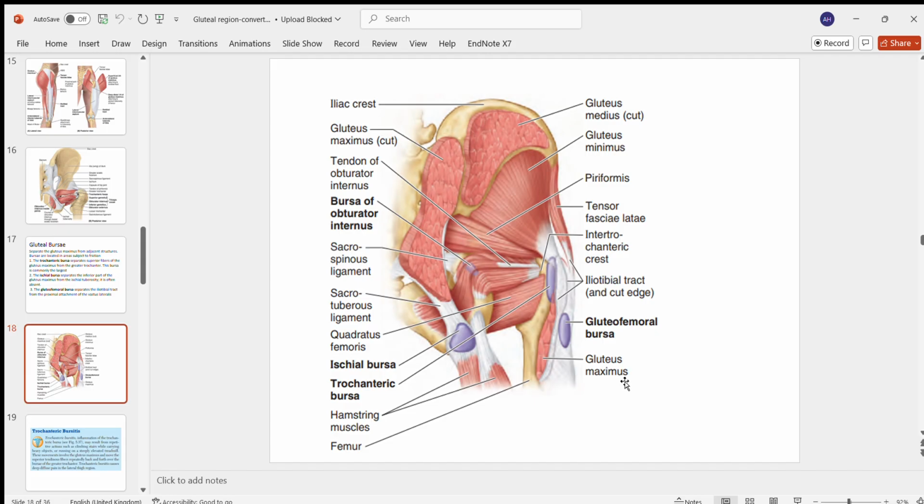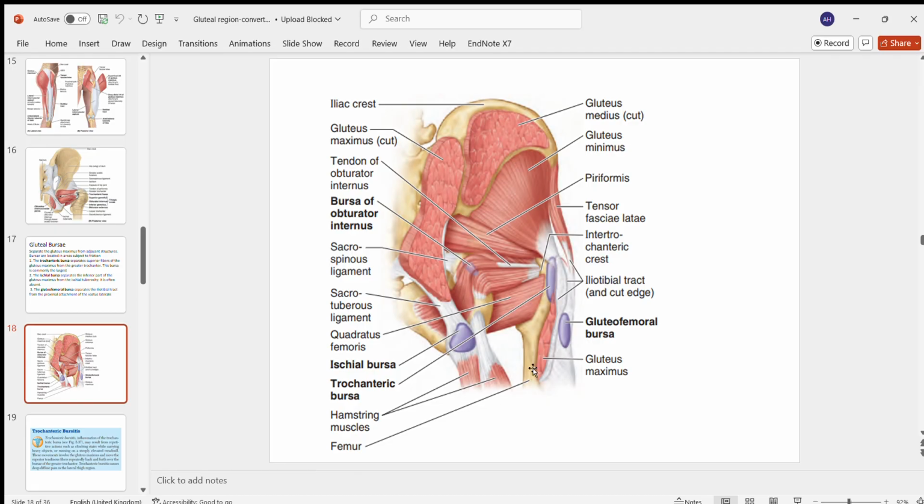In this picture again, we can see the three bursa, the ischial bursa, the trochanteric bursa, and the gluteofemoral bursa, and the various muscles of the gluteal region again, the gluteus maximus, medius, minimus, tensor fasciae latae, piriformis, superior gemelli, inferior gemelli, obturator internus, quadratus femoris.